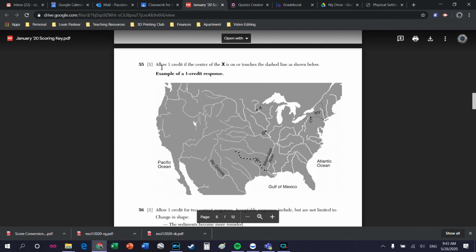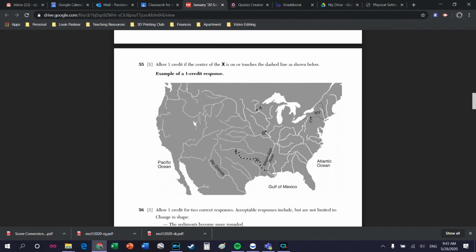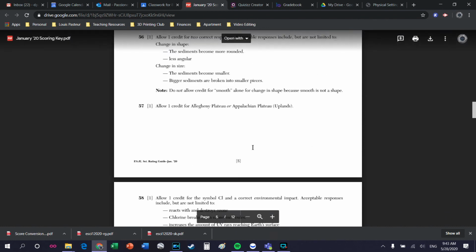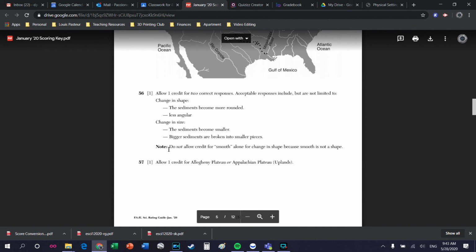Oh, I'm sorry. It says allow 1 credit if the center of the X is on or touches the dashed line. So if your X is anywhere along this dashed line, that's a correct answer. Okay. So those are some examples of how you might grade this.